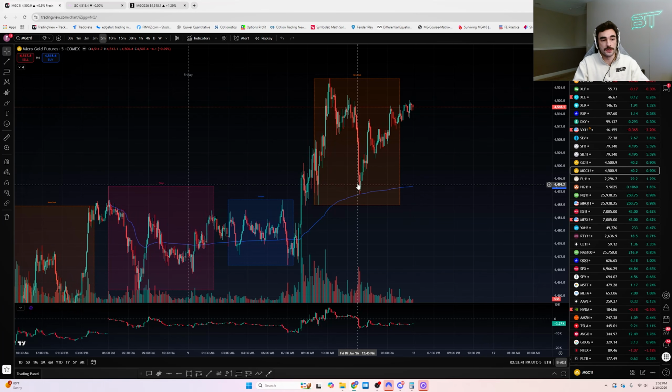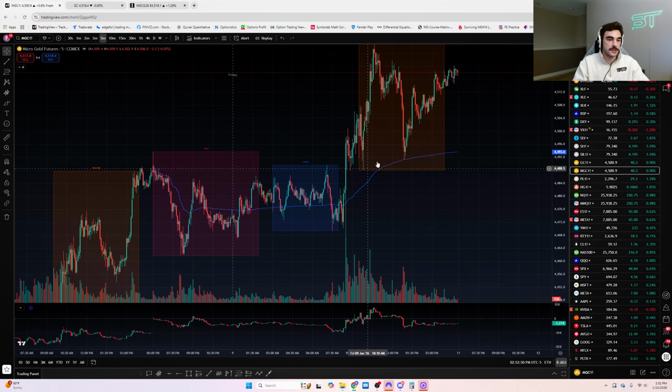This comes down into VWAP, and I want to be checking things like order flow to really see what's going on behind the candles there. But in general, you can take VWAP taps as a pretty reliable setup. You can also have breakouts through VWAP, but this is just your standard VWAP.